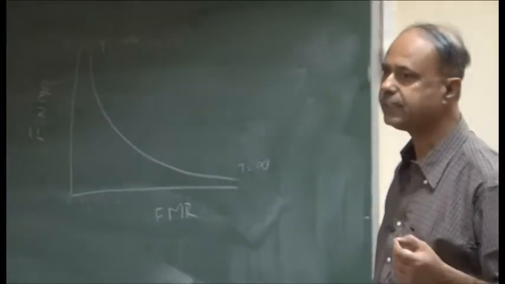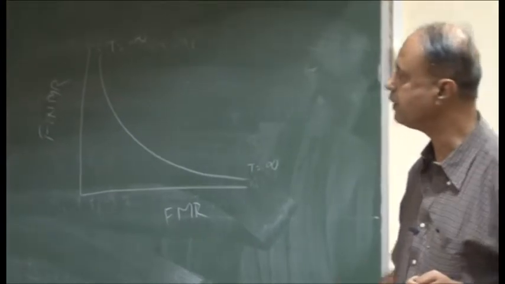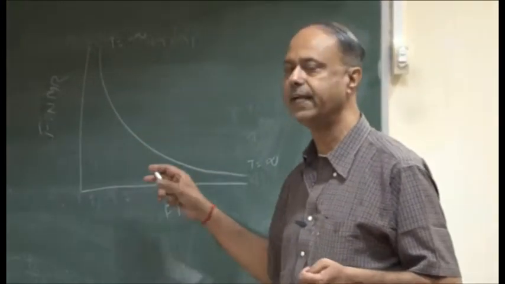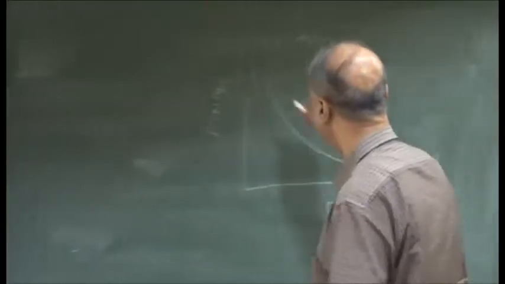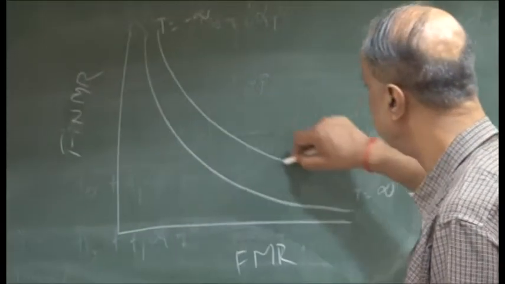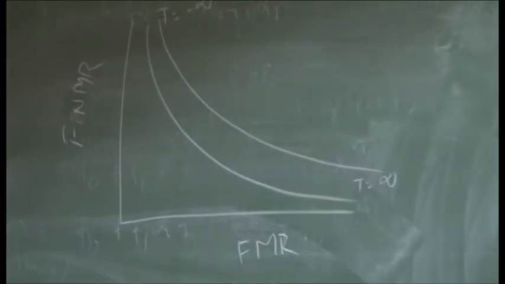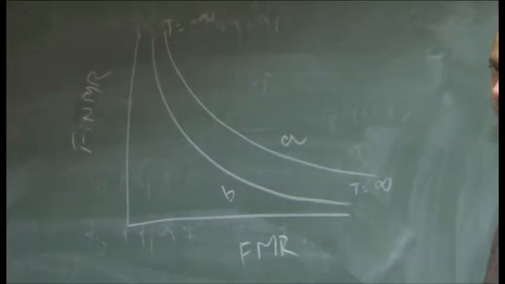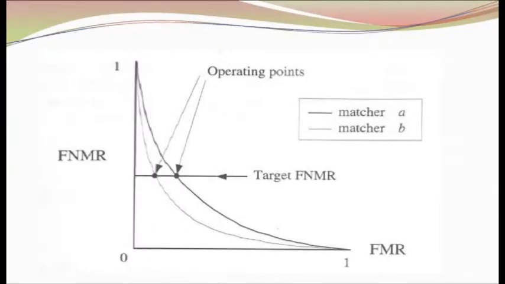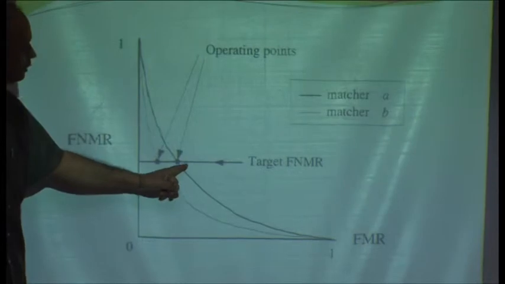So, if you fix a threshold, the corresponding values of these two will be known, or if you fix one of them, the corresponding value of T and the other will be known, right. Now, suppose I have two matchers whose ROC curves are like this. Suppose this is matcher B and this is matcher A, right. So, you got the two ROC curves, one for matcher B, another for matcher A.